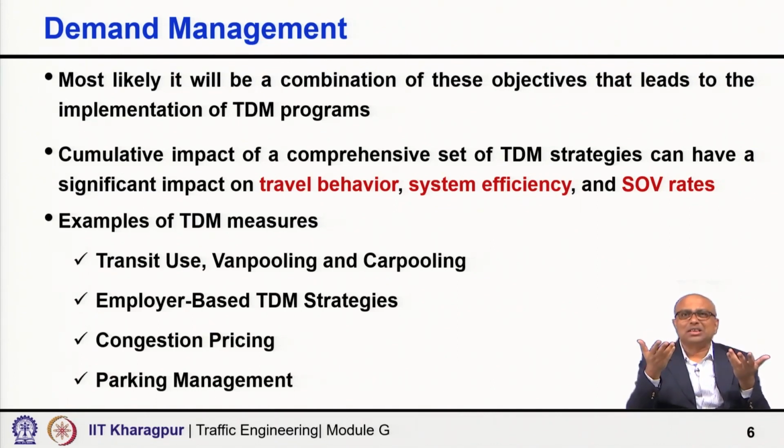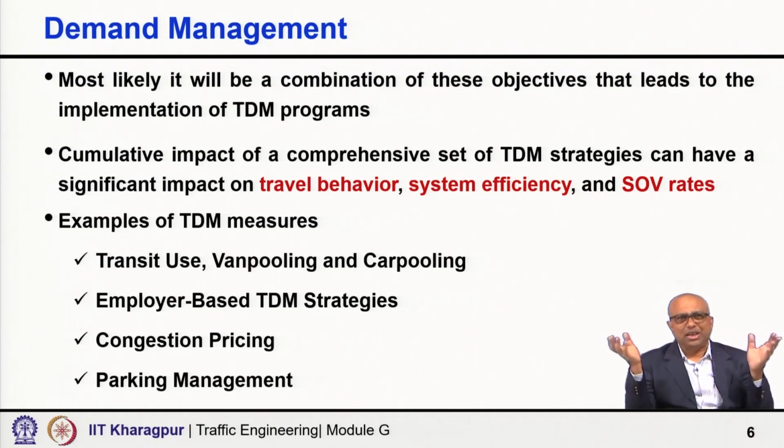So, we are influencing the travel behavior, and because of that, reduced load during the peak hour particularly, the overall system efficiency is increasing, and the way the single occupancy vehicles were used, there is going to be a change in that. There are several TDM measures or strategies which are possible. Here I have mentioned 4 major strategies, and I am going to discuss a little bit more about these strategies, namely transit use, van pooling and carpooling.